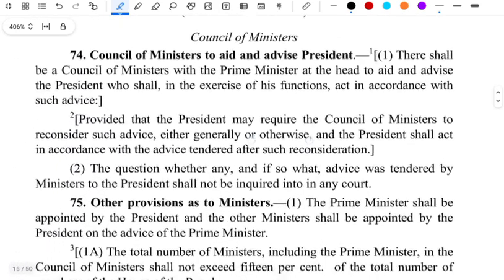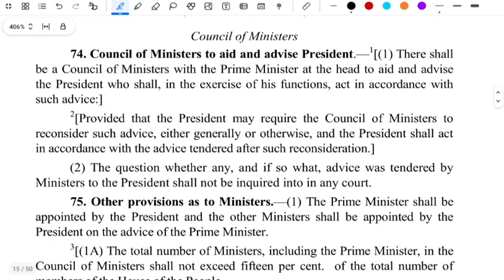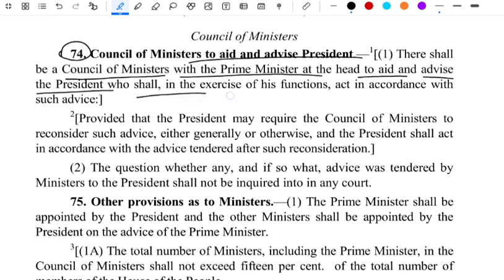So next is Article 74, that is the Council of Ministers related. Council of Ministers is mentioned to aid and advise the President in Article 74. So there shall be a Council of Ministers with the Prime Minister as the head to aid and advise the President, who shall in the exercise of his functions act in accordance with such advice.